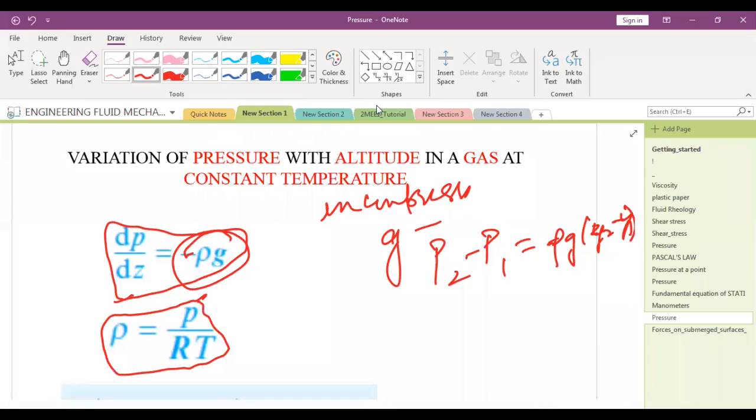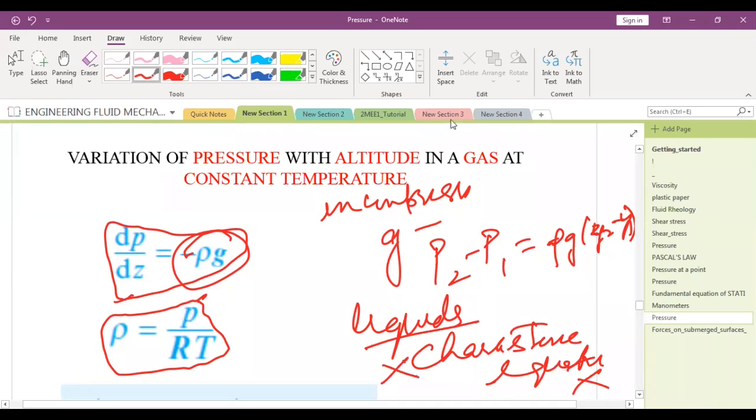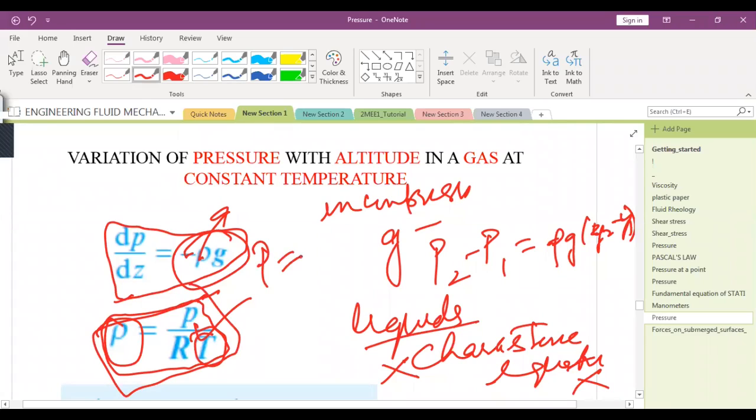So please remember, in case of liquids, you don't have any kind of characteristic equation. But in case of gases, you can have a characteristic equation like this. And depending on whether temperature is a constant, whether rho is a constant, or rho is a function, you can have different values of rho here, depending on what relationship you are building. Then you will get a different expression for P.